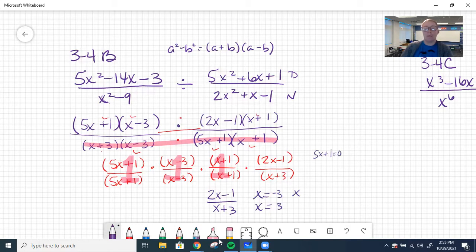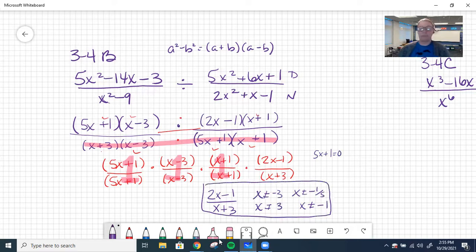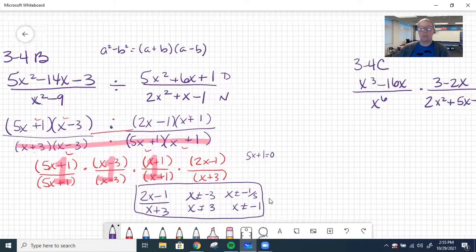I just think in my head I would subtract 1 and divide by 5. So these are all excluded: x can't equal negative 1/5, and it can't equal negative 1. Okay, so here is my solution. I simplified it all down.